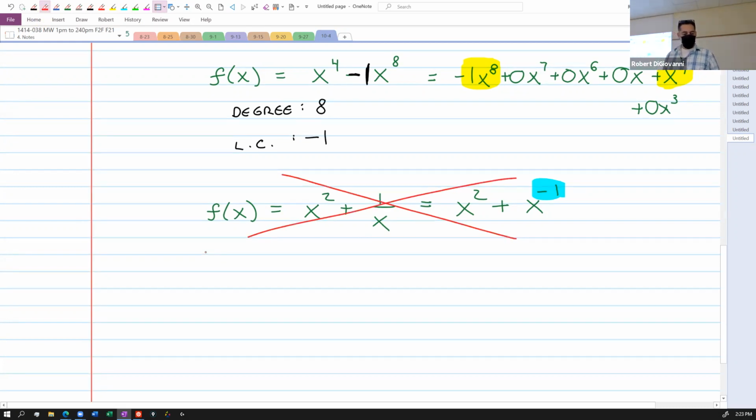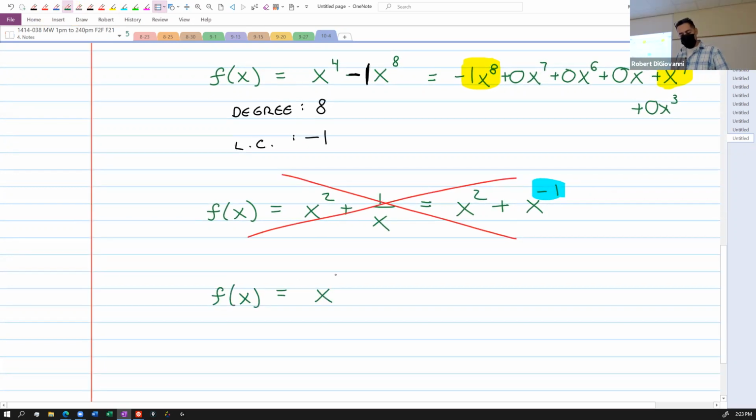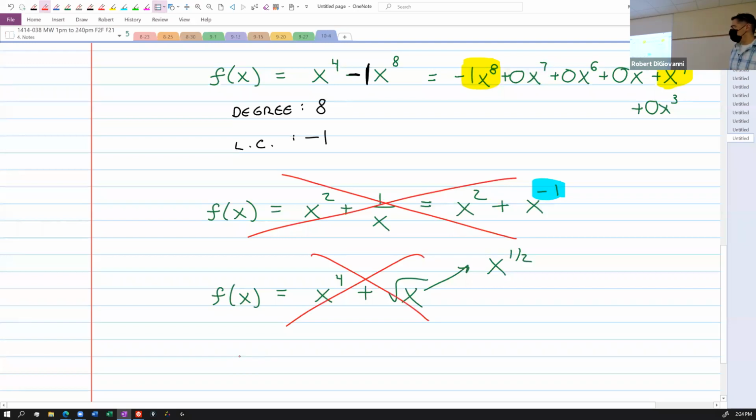That makes sense at home? Yes, sir. Okay. Also, if I gave you something like this, x to the 4th plus the square root of x, that would not be a polynomial either, because this is the same as x to the 1/2 power. And so that would not work. It has to be non-negative integer powers.